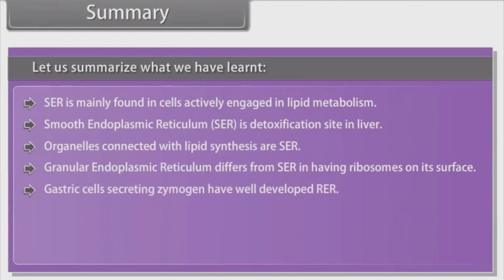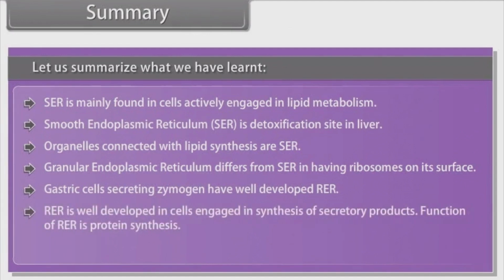Gastric cells secreting zymogen have well-developed RER. RER is well developed in cells engaged in synthesis of secretory products. Function of RER is protein synthesis. RER differs from SER in the presence of ribosomes.